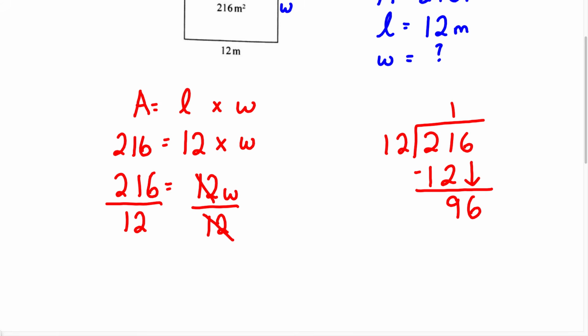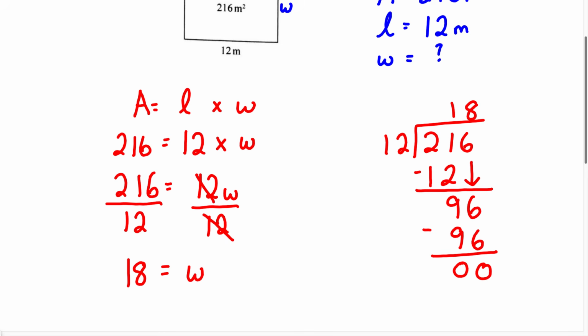12 can go into 96 8 times. Now we're going to say 12 times 8, which we know is going to give us 96. When we subtract this, 96 minus 96 is going to give us 0. Therefore, the long division is complete. We can say 12 can go into 216 18 times. Therefore, 18 is going to equal W, which is the width.